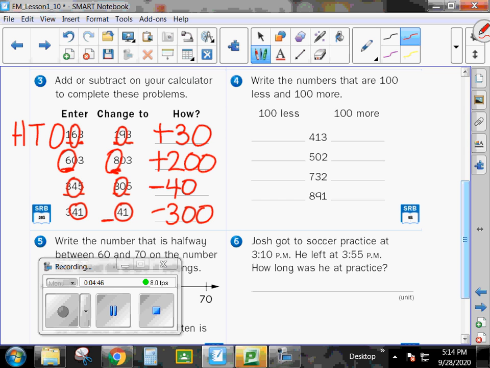We've been doing 10 more, 10 less. This time they want you to do 100 more and 100 less. So all we're doing is looking at the number in the hundreds place. So which digit is in the hundreds place for 413?